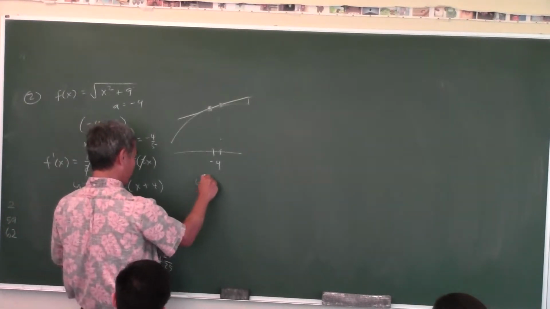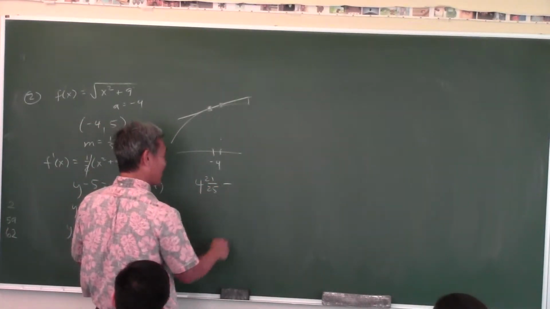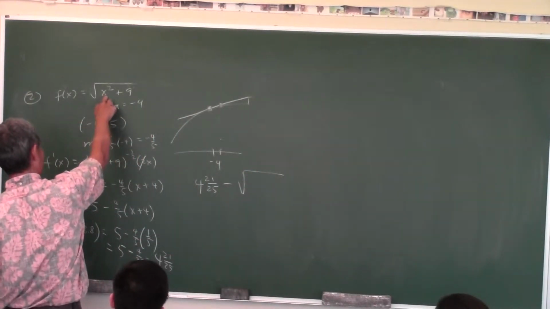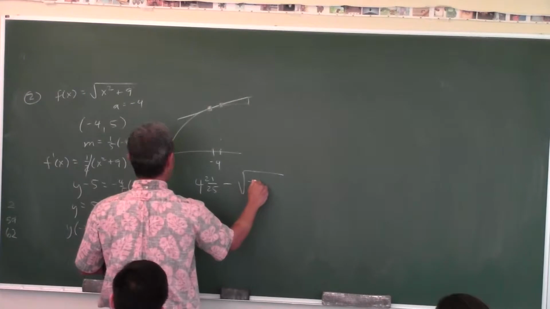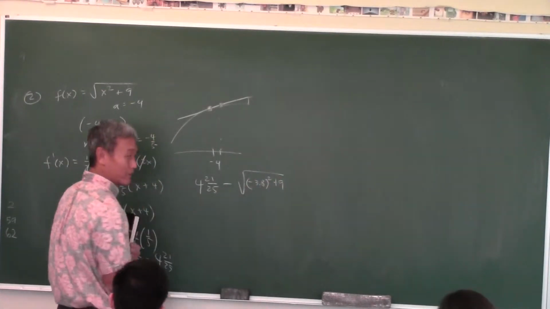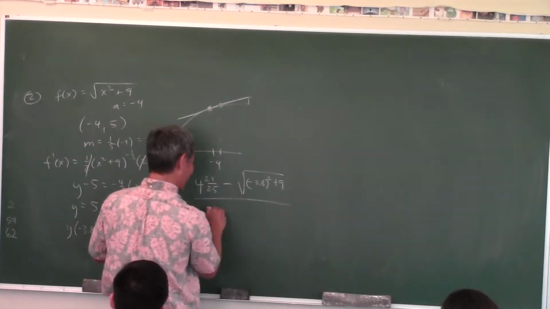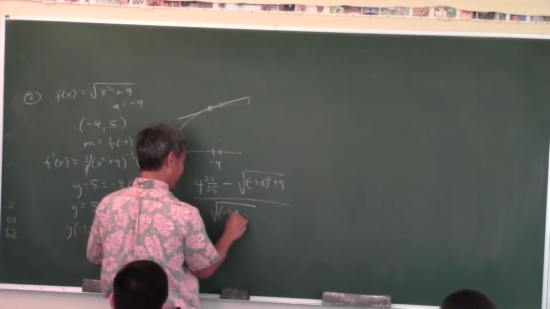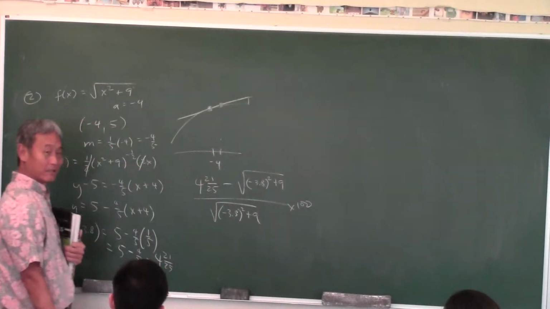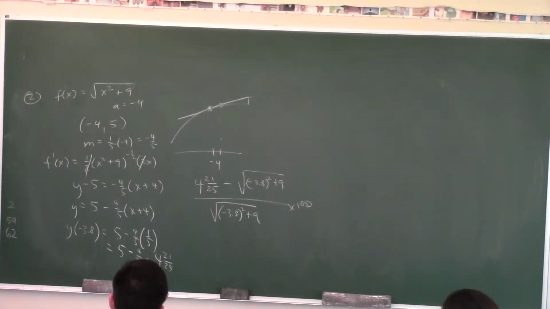Experimental minus the actual. Now what is the actual if you plug in negative 3.8 there? Negative 3.8 squared plus 9, that's the actual, right? Whatever that is, divided by the actual, times 100 to change it to a percent. That's how you get the percent error. But you don't have to do it in this problem, you're going to have to do it in 62.